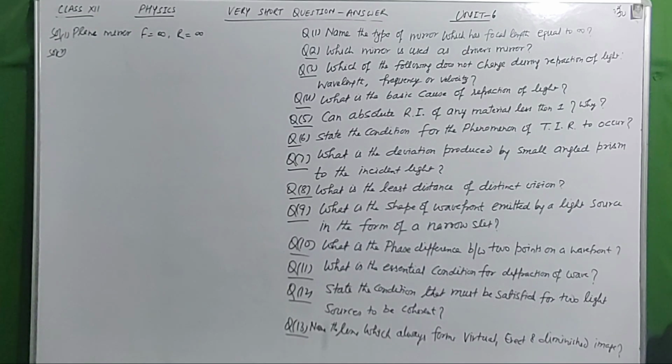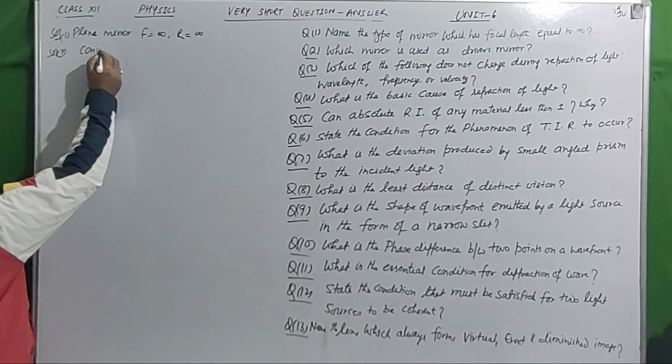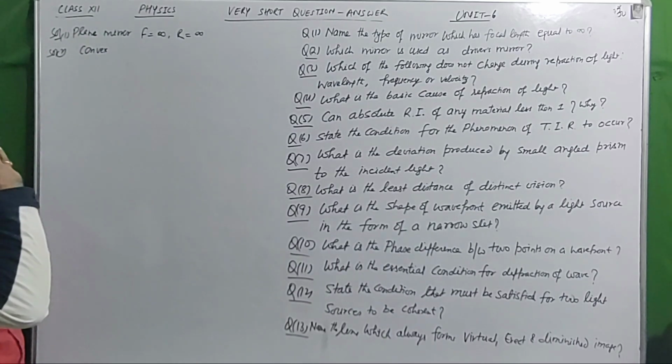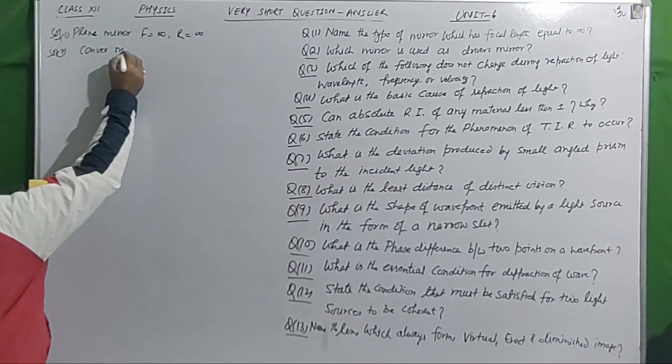Which mirror is used as a driver mirror? Convex mirror. Convex mirror always forms virtual, erect and diminished image. It is a wide area that it covers from the back side. Which mirror? Convex mirror.